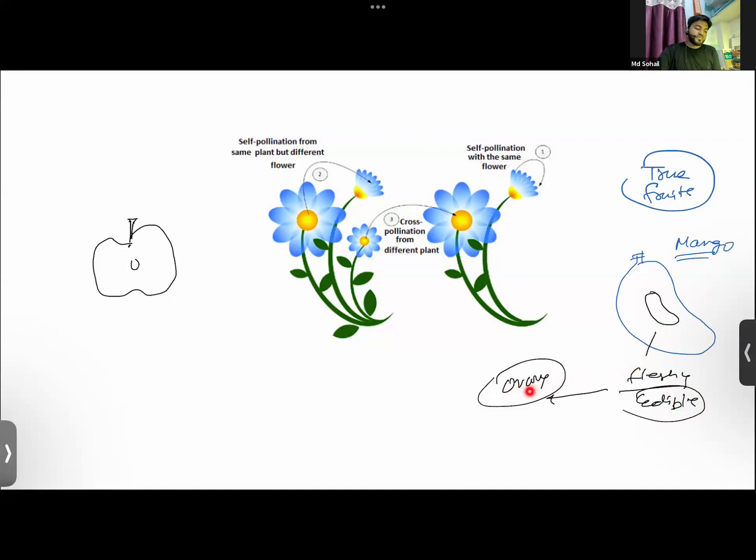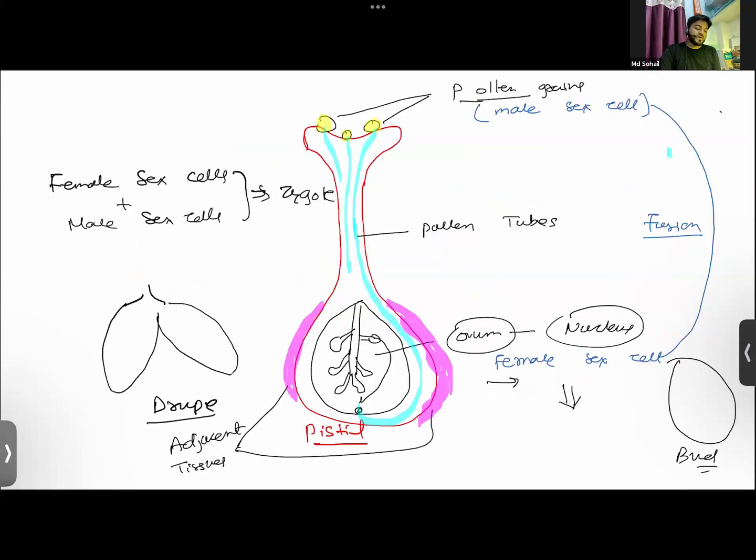While in the example of an apple fruit, the fleshy part, not all of it has developed from the ovary. Some of it has developed from the adjacent tissues as well. Getting it now? So thereby it is called a false fruit.